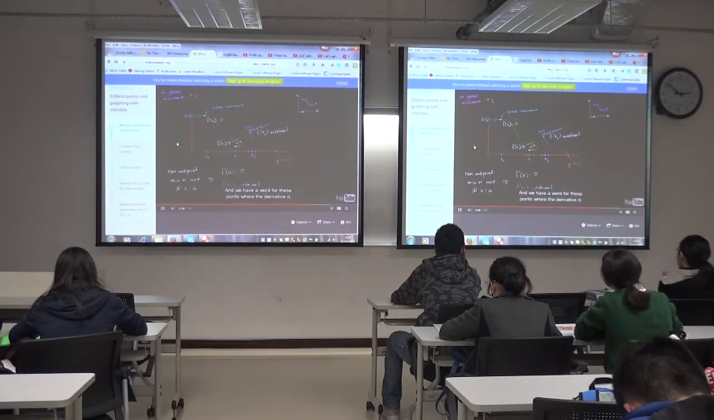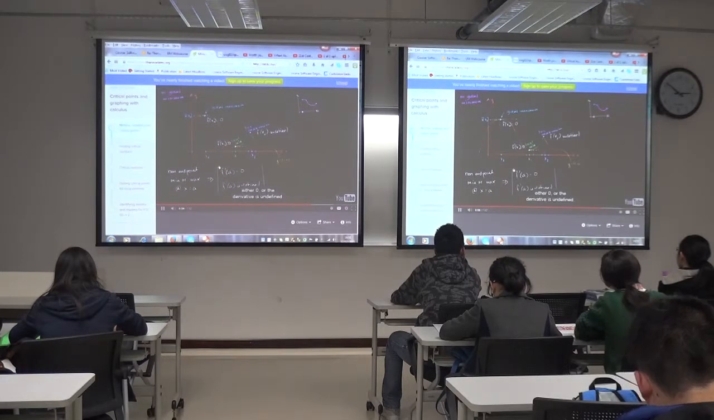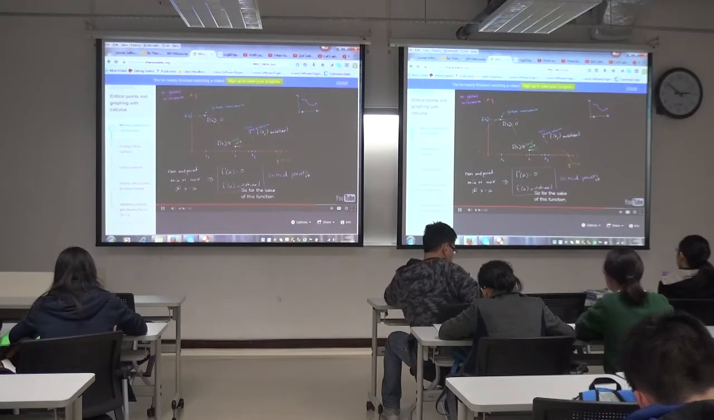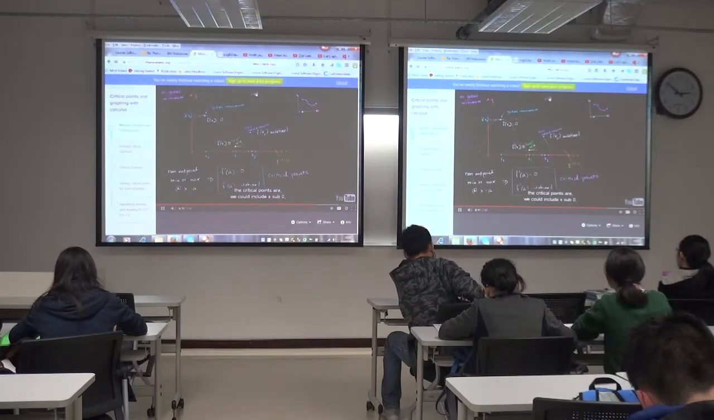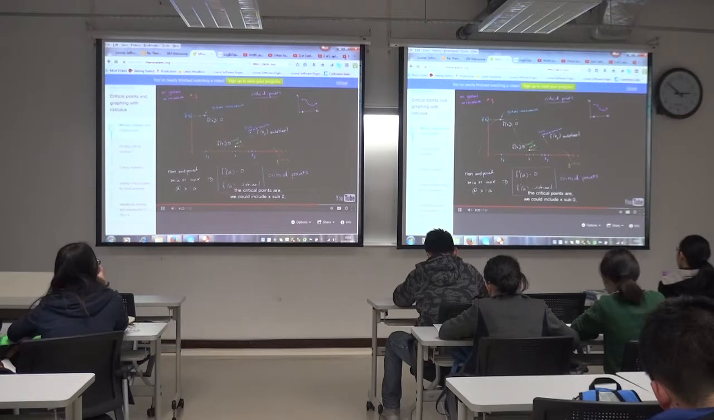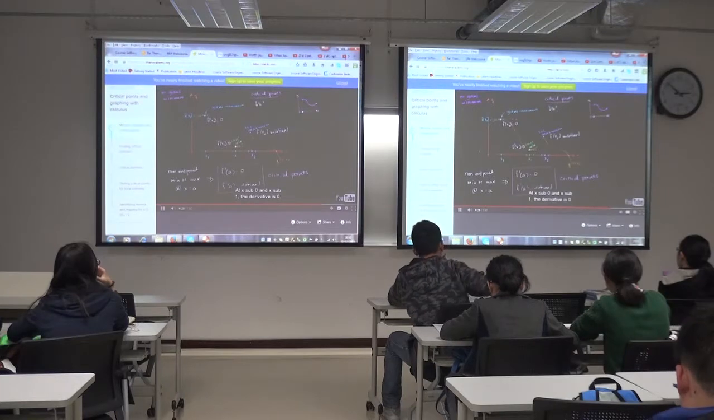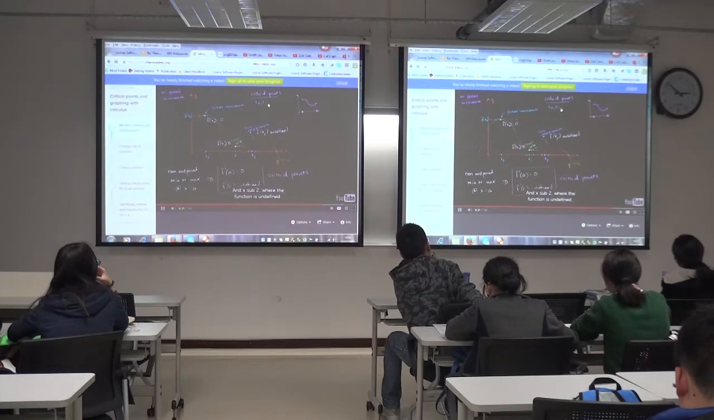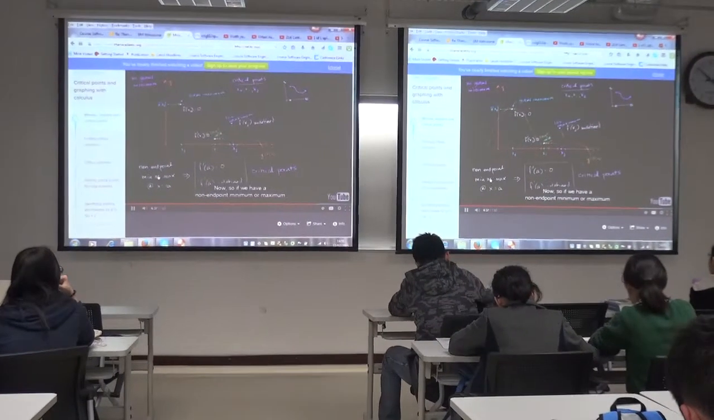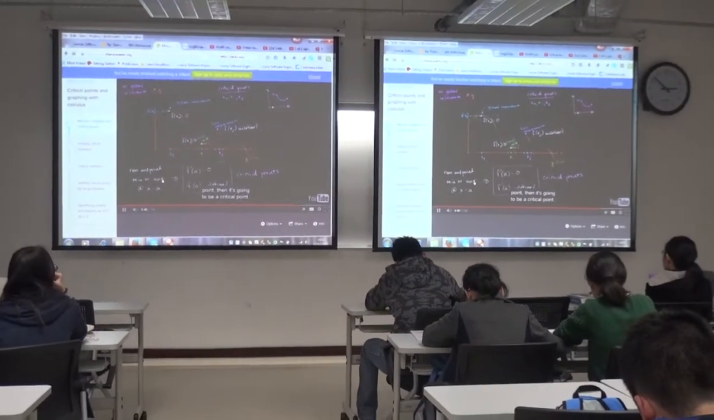And we have a word for these points where the derivative is either 0 or the derivative is undefined. We call them critical points. So for the sake of this function, the critical points are, if we can include x sub 0, we can include x sub 1. At x sub 0 and x sub 1, the derivative is 0, and x sub 2, where the derivative is undefined. Now, if we have a non-endpoint minimum or maximum point, then it's going to be a critical point.